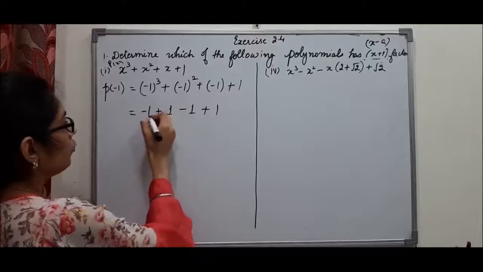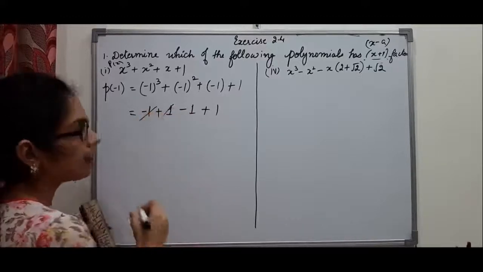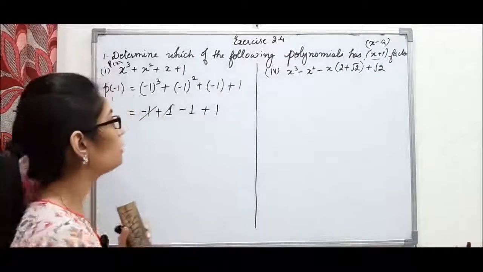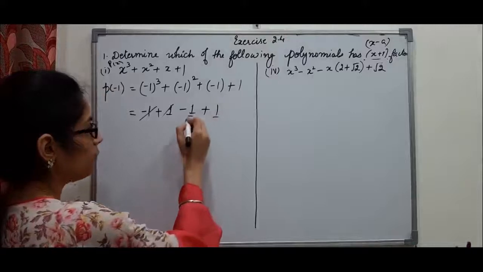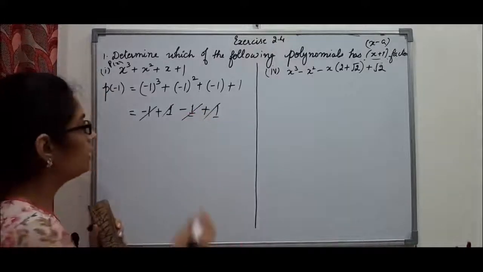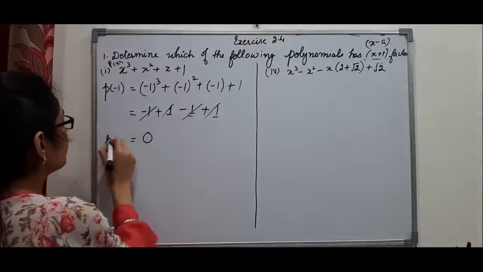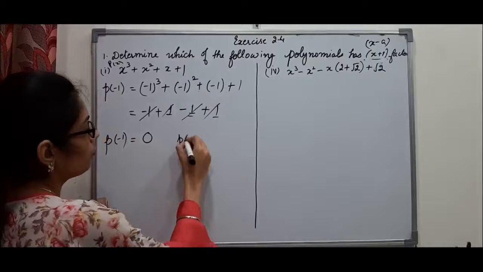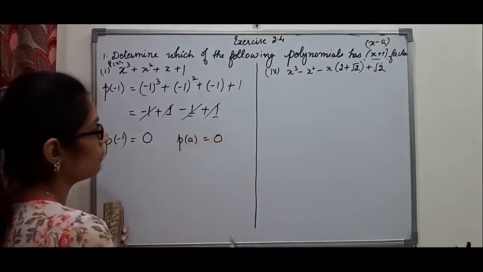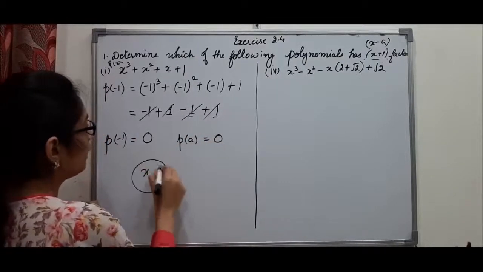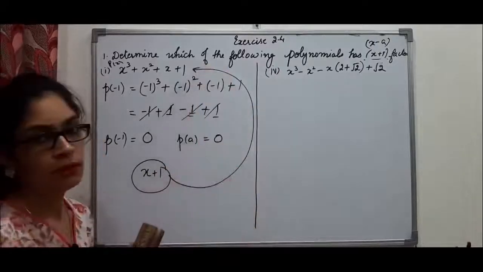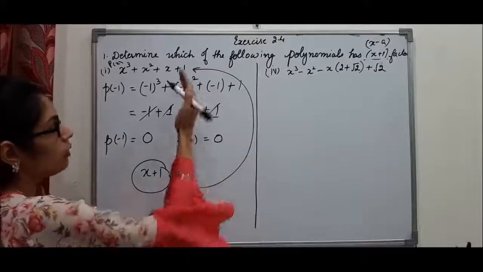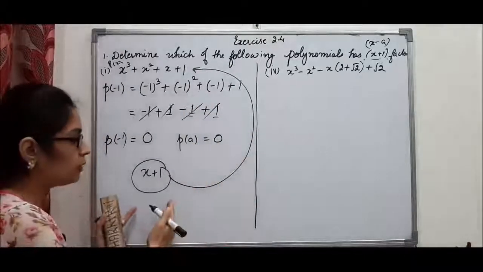So minus 1 plus 1, they both will get cancelled. 2 same numbers with opposite signs will get cancelled. So this also, minus 1 plus 1, will also get cancelled. So I will get 0. So here I can see my p of minus 1 is equal to 0, or p of a is equal to 0, which means x plus 1 is a factor of this polynomial. That's what the question was. We have to check whether this is a factor of this or not. So we have seen that x plus 1 is a factor of this.